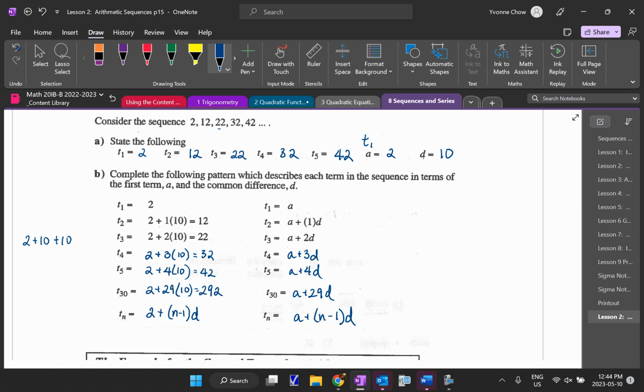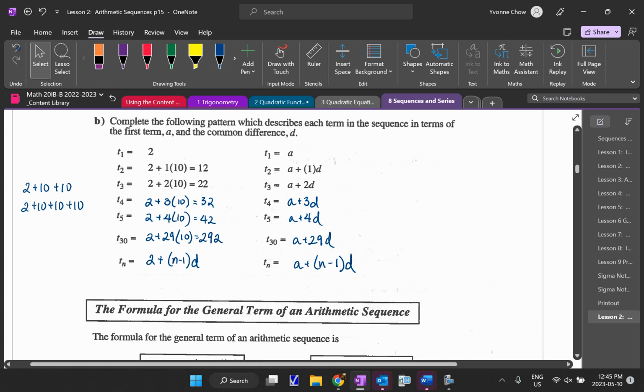Term 4 is going to be the first term, plus 10 to get to our second term, plus another 10 to get to our third term, and plus another 10 to get to our fourth term. So then that is 2 plus 3 times 10, or 32. And so we can continue that pattern, and how many tens, how many differences are we adding? It's always one less than the term number, which is why for term 30, 2 plus 29 times 10, or 292. So to generalize it for this particular sequence, we would have 2 plus n minus 1.